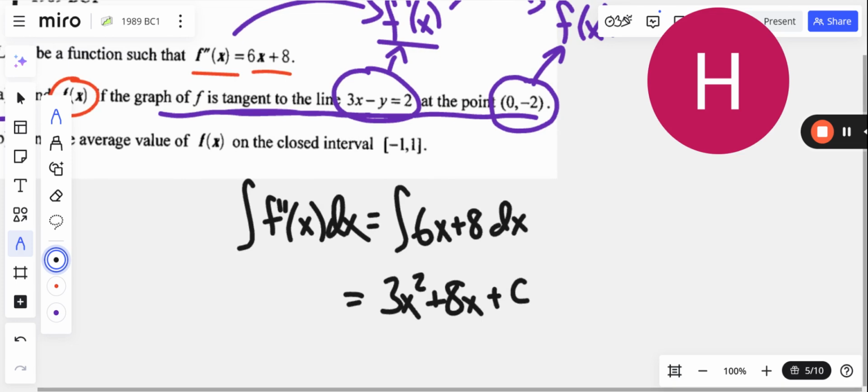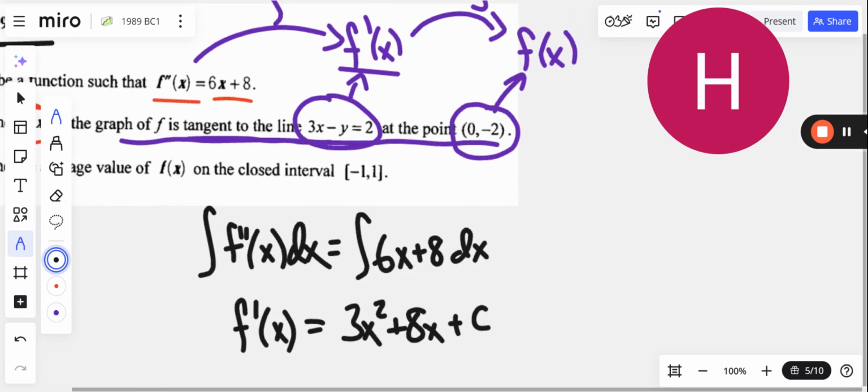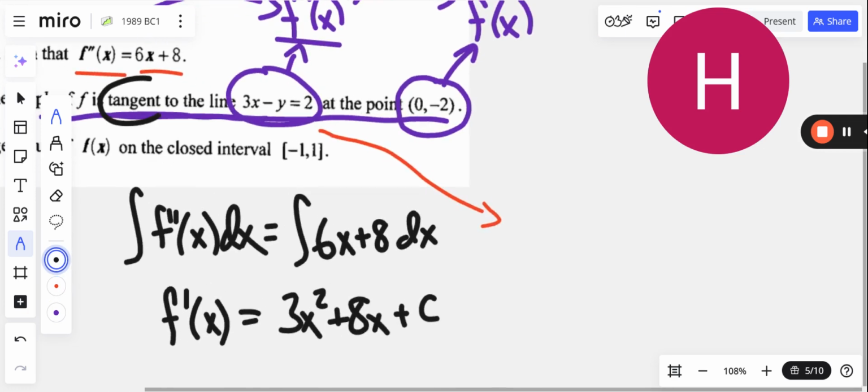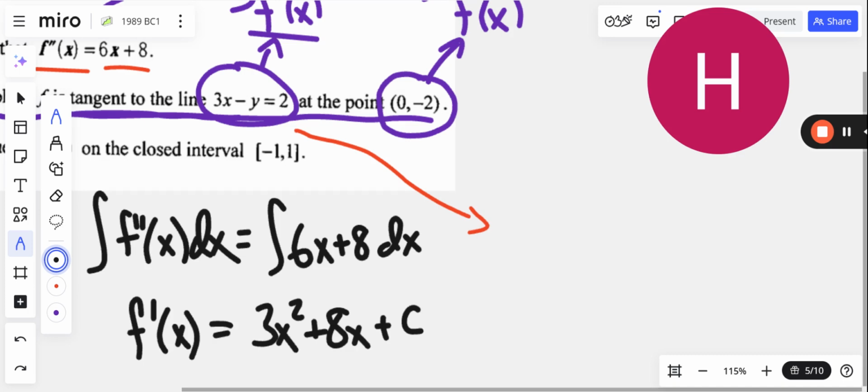Now, we don't know exactly what this derivative is equal to, but it is the slope of the function. So if we take this line and we find the slope of that line, it will have the same slope since it's tangent to that line. So what is the slope here? The slope is 3. If you solve for y, you get y equals 3x minus 2. That has a slope of 3.